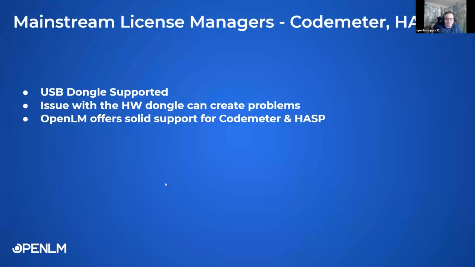Some honorable mentions before we dive into the broker section. That's CodeMeter and HASP. These license managers have one unique thing. They usually come with a USB dongle, which is just another layer of security that's coming from the vendor. The problem with these license managers is when your dongle gets broken, when you get into trouble with the hardware, you actually cannot access the licenses until you replace the dongle.